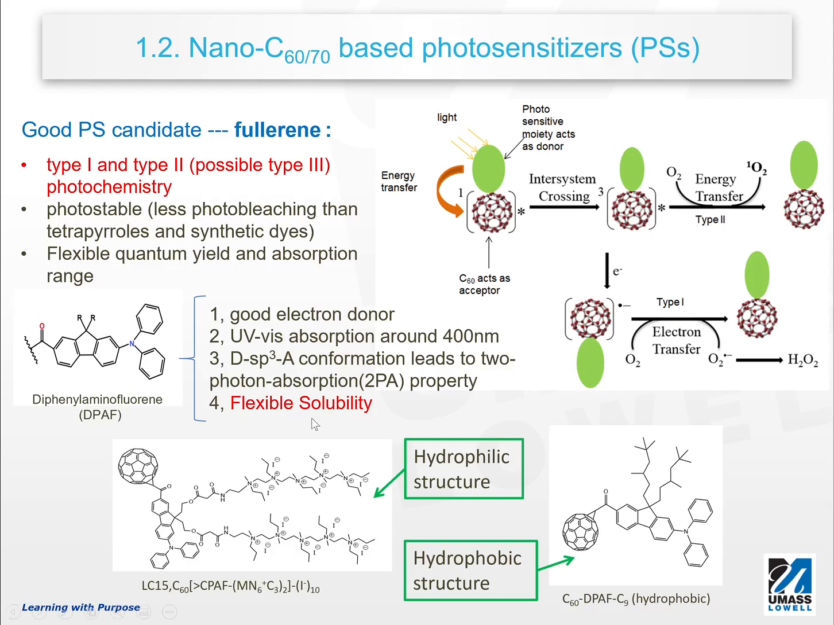So for example, if we change the two R sites into these two long hydrophobic alkyl groups, then the whole molecule is going to be hydrophobic. And if we use this cationic amino chain, then the whole molecule is going to be hydrophilic. So the solubility of this type of molecule is very flexible.